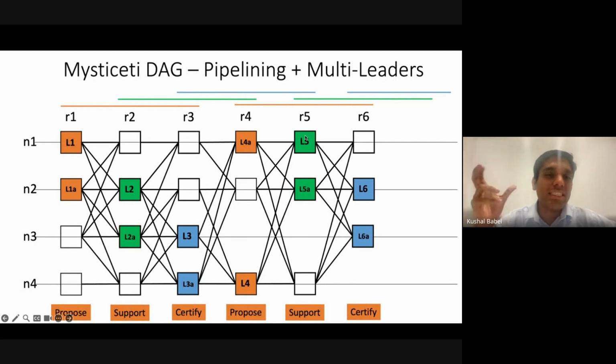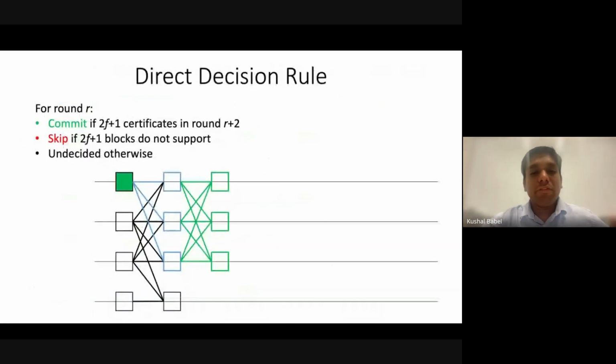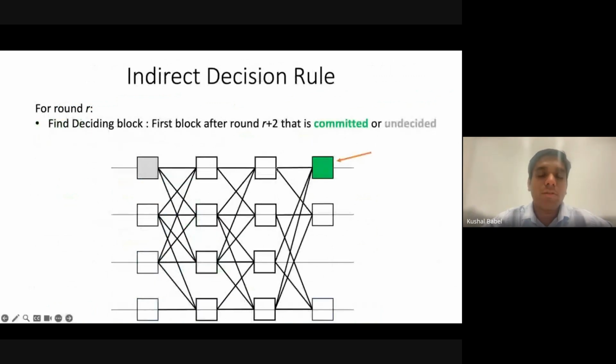So in some sense, we are optimizing by going across waves now. We don't really have to stick to the same wave, right? So if you have already decided the status of all the blocks after this round R+2, you are good to break the structure of waves.